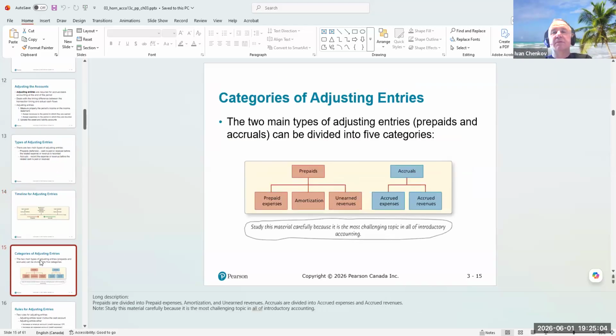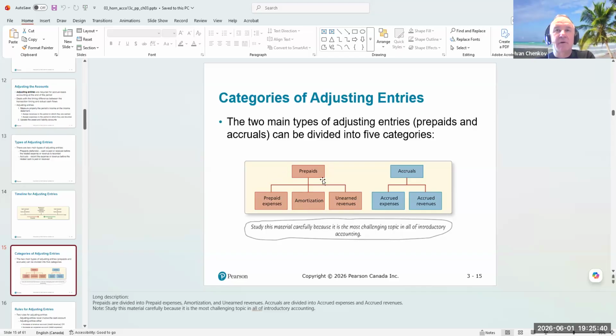What type of adjustments do we have? We have again 5 types of adjustments. In the big picture, there are 2 categories: deferrals and accruals. On the deferrals, we have prepaid expense and unearned revenue. On accruals, we have accrued expense and accrued revenue. That's 4. The 5th one is amortization.